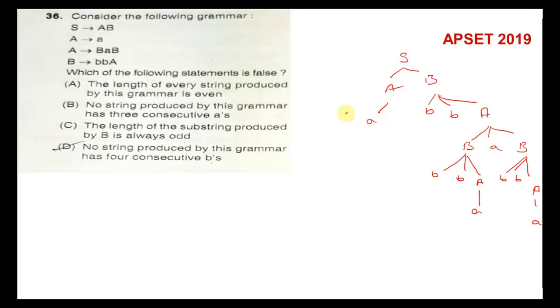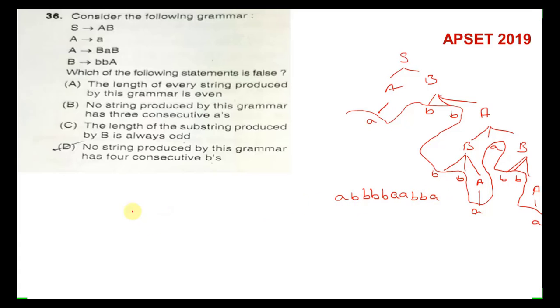Now what is the string I got here? That is A, B, B, A, B, B, and then A. Okay, so write this string, that is A, B, B, A, B, A. Okay, so now I am drawing one more parse tree.